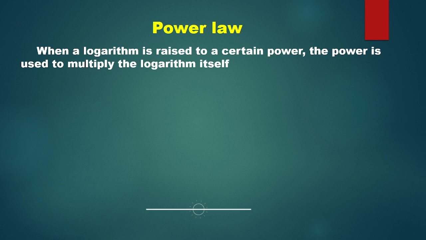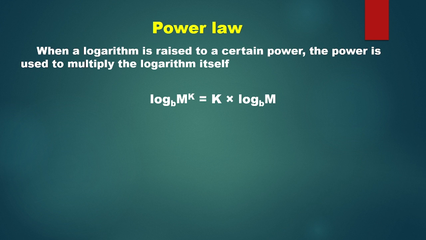The power law says that when a number inside a logarithm is raised to a certain power, the power is used to multiply the logarithm itself. For example, if I have log of m raised to the power k in base b, because the m is raised to a power, that is k, I will use that k to multiply the logarithm itself.